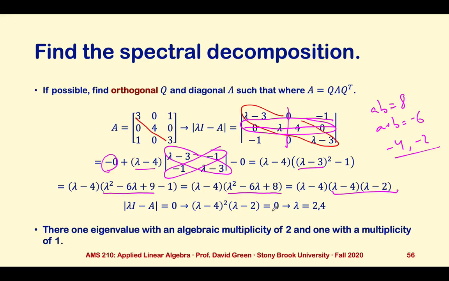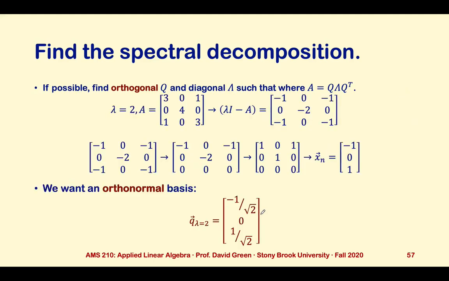This will equal 0 when lambda equals 2 or when it equals 4. We have two eigenvalues. One has an algebraic multiplicity of 2. We have a squared term here. And the other has an algebraic multiplicity of 1. We now move forward finding eigenvectors, bases for the eigenspaces associated with each of these two eigenvalues.